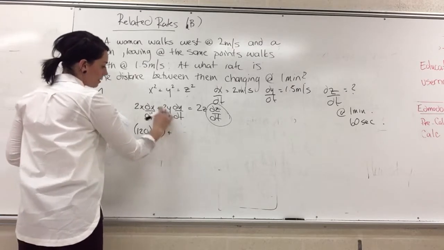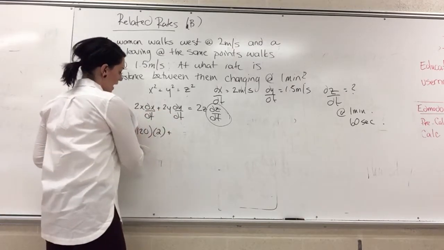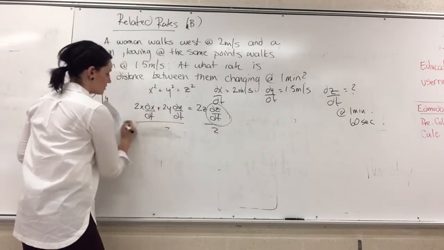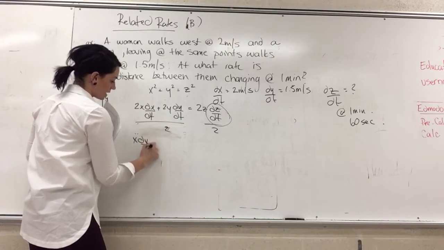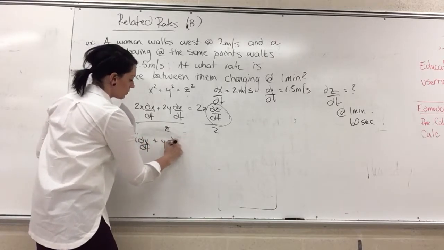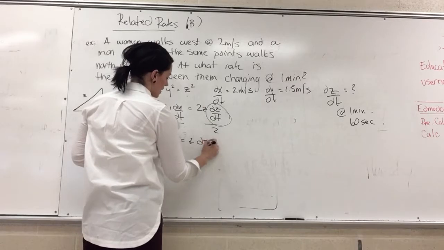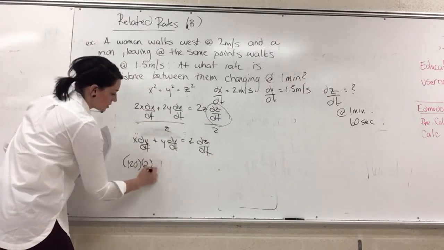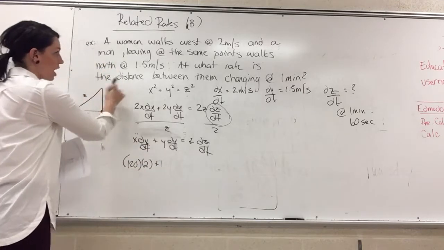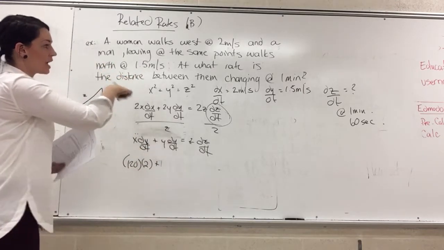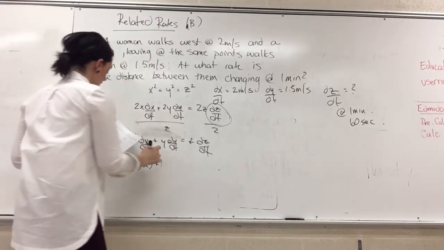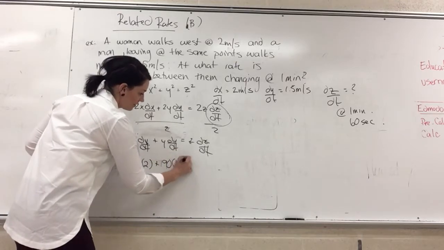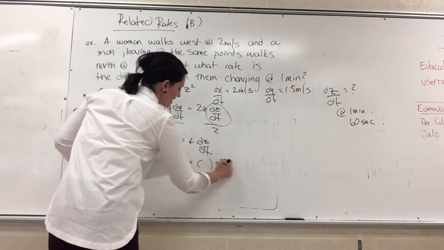Now maybe I should have written this out, but I'm just going to divide both sides by 2 because I have a 2 here, a 2 here, and a 2 here. So I'm just working with x dx/dt plus y dy/dt equals z dz/dt, okay? So x, like we already decided, was 120, dx/dt is 2. Y, what's the distance that he's gone? He's going at 1.5 meters per second, and they've been going for 60 seconds, so he is at 90. And then dy/dt is 1.5 equals, next we need to find z.